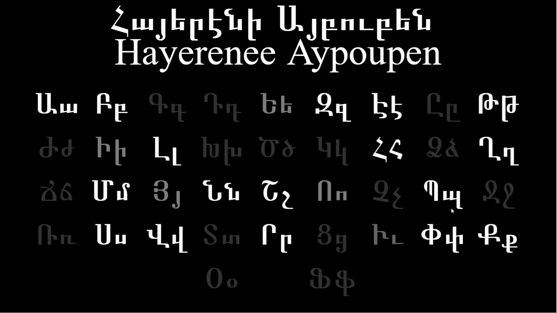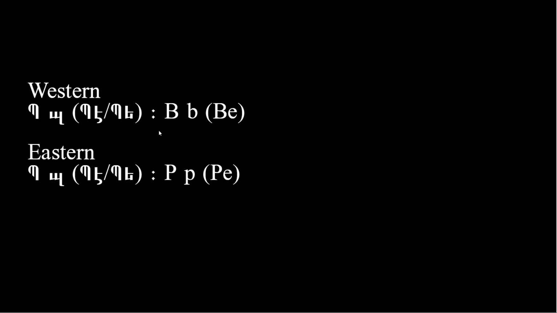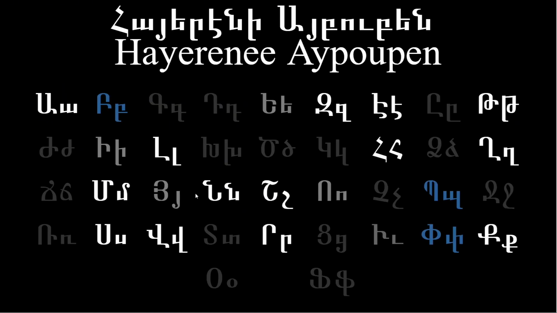So now we will unlock this letter, which is called P. But in Eastern, it would be called P. So it's an unaspirated P sound. And with that, we've covered the first group of letters to show the difference between Eastern and Western Armenian pronunciation.